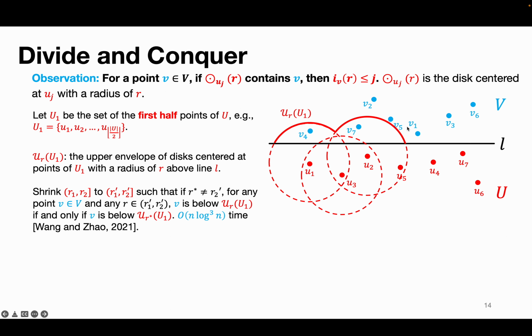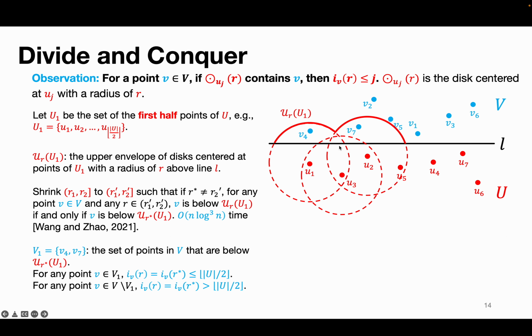This can be done in n log cubic n time by a procedure in a previous work proposed by Wang and Zhao in 2021. Then let V1 denote the set of points in V that are below this upper envelope. In this example, it is V4 and V7. For any point v in V1, I_v(R) is equal to I_v(R*) and is less than or equal to the cardinality of U divided by 2.